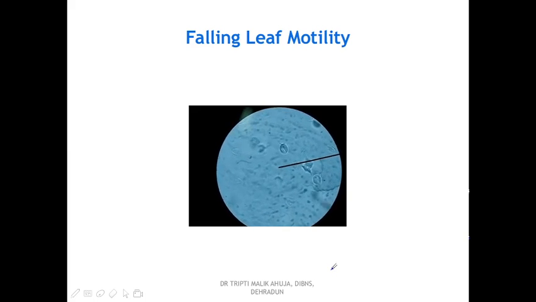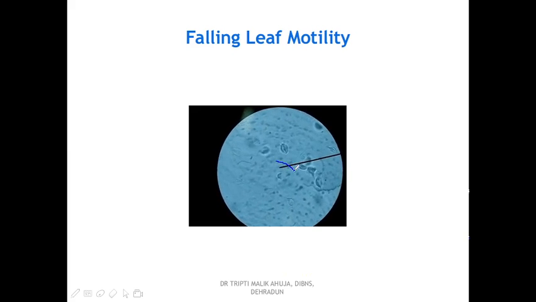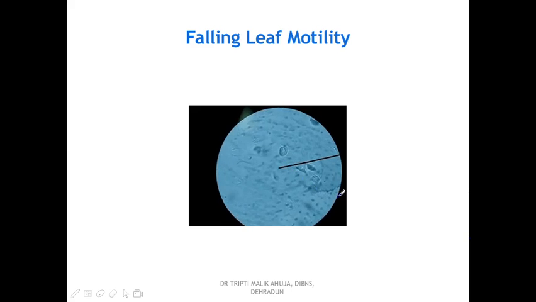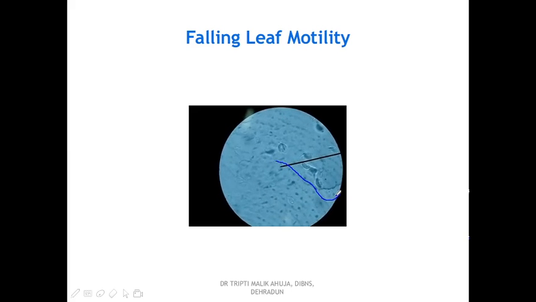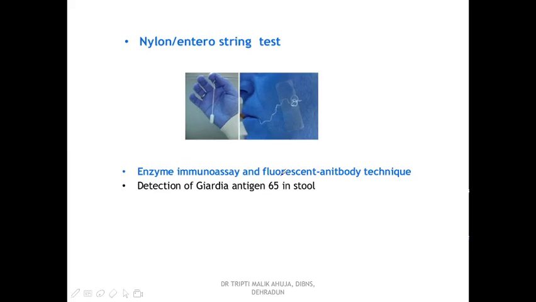This is a very characteristic motility in the case of the Giardia trophozoites. They show the falling leaf motility. This can help in the identification of the trophozoites of Giardia.